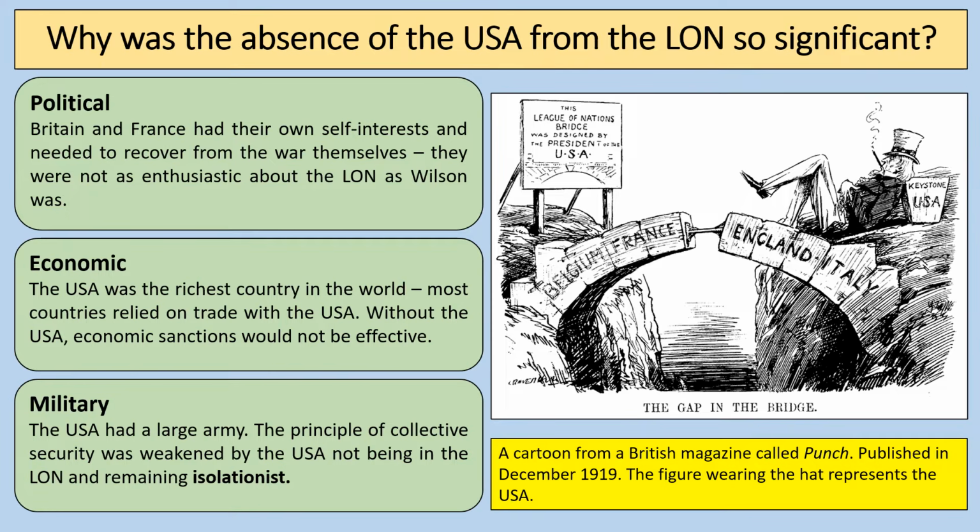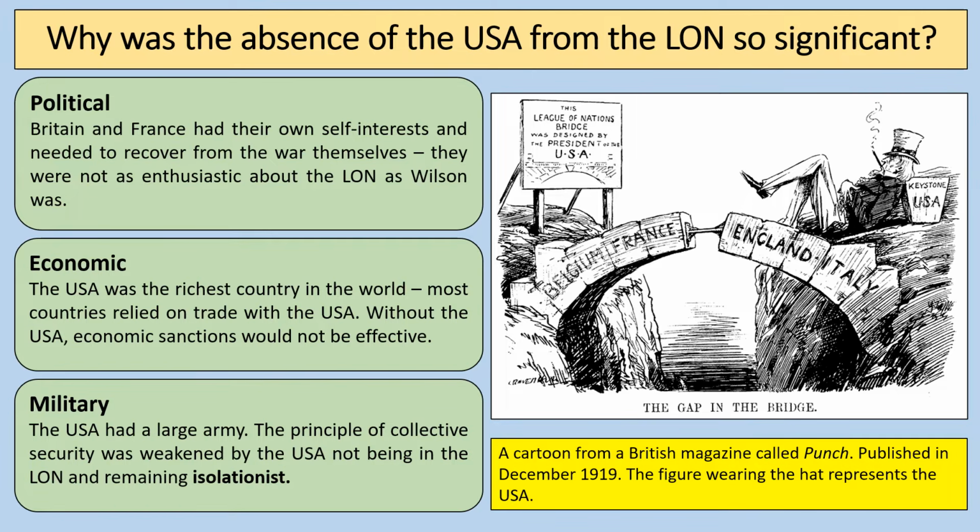So why is the League of Nations weak without the USA? Well, firstly, the USA and President Wilson were really enthusiastic about the League of Nations, whereas Britain and France tended to focus on their own self-interest. They needed to recover from the war themselves. And we see multiple examples, particularly in the 1930s, of Britain and France acting in their own self-interest. So we think about, particularly after the Italian invasion of Abyssinia, when the Hoare-Laval Pact is created. That's going to be a great example for that, which we'll find out about in future revision videos.